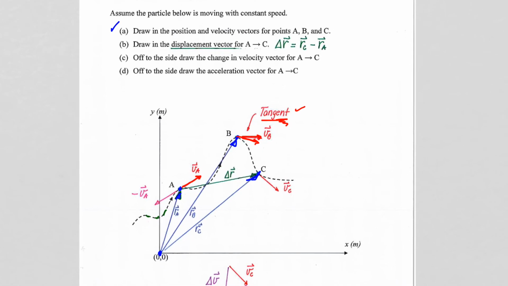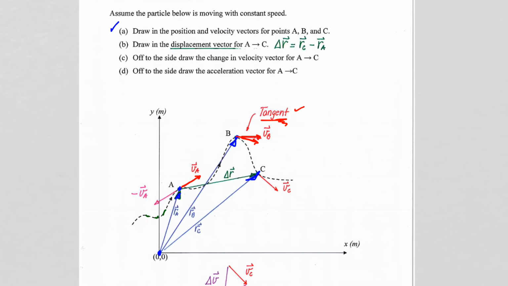Okay, so part B, draw in the displacement vector from A to C. Well, that is simply the arrow that goes in a straight line from point A to point C. Put an arrow on the end, label it delta R. Please do not forget to label your vectors if the question is asking you to draw these vectors in.